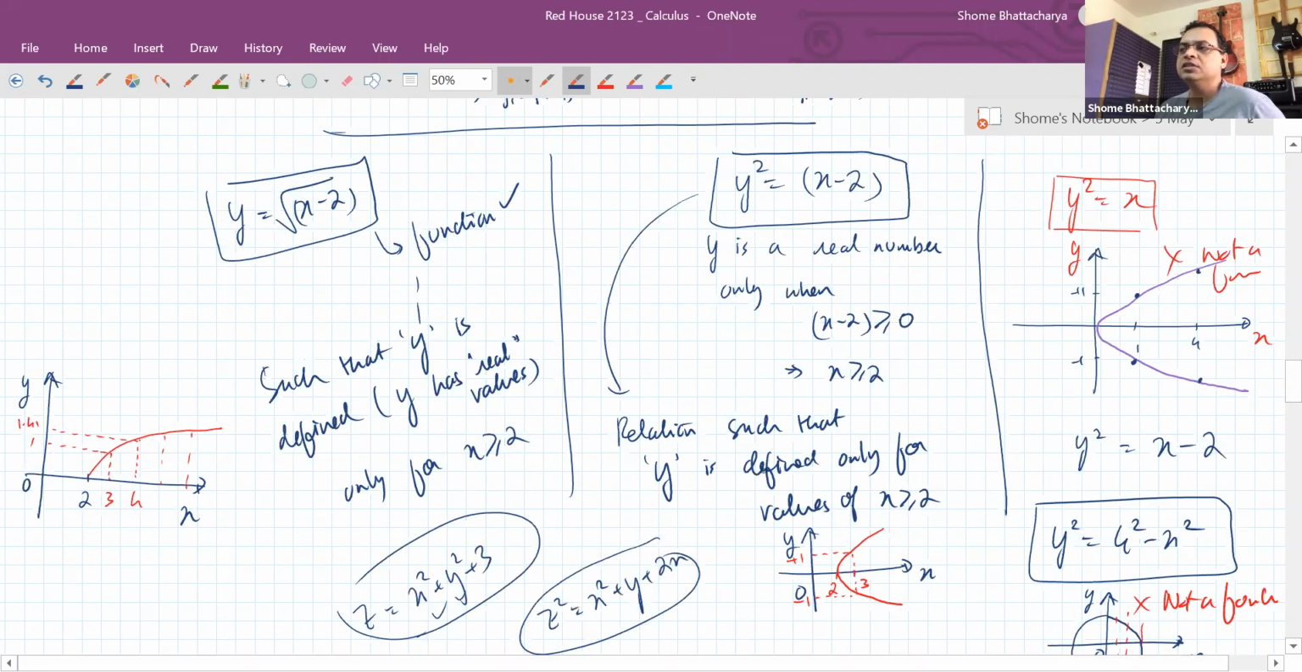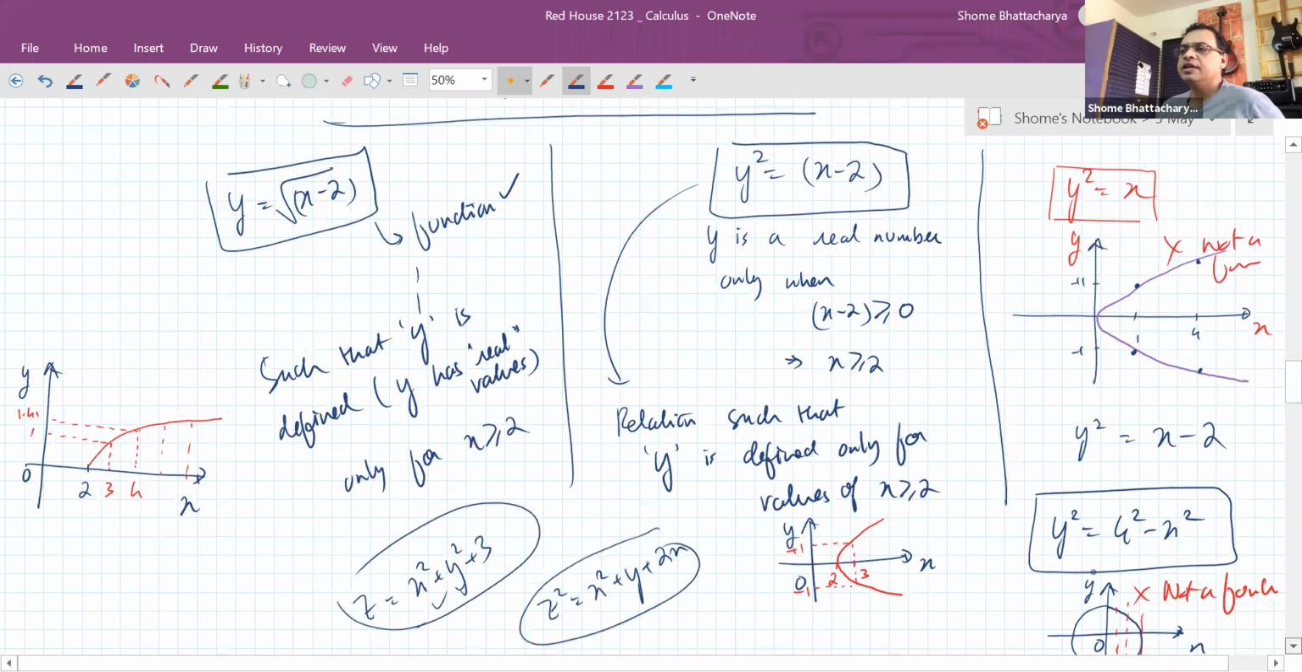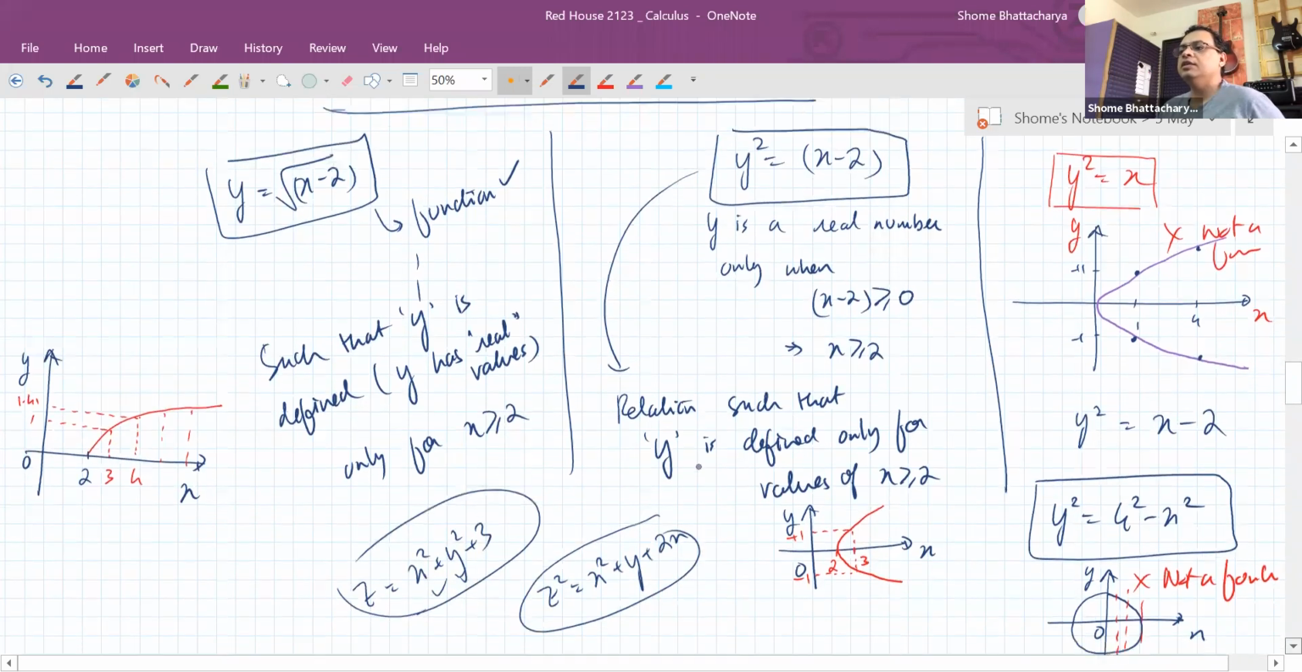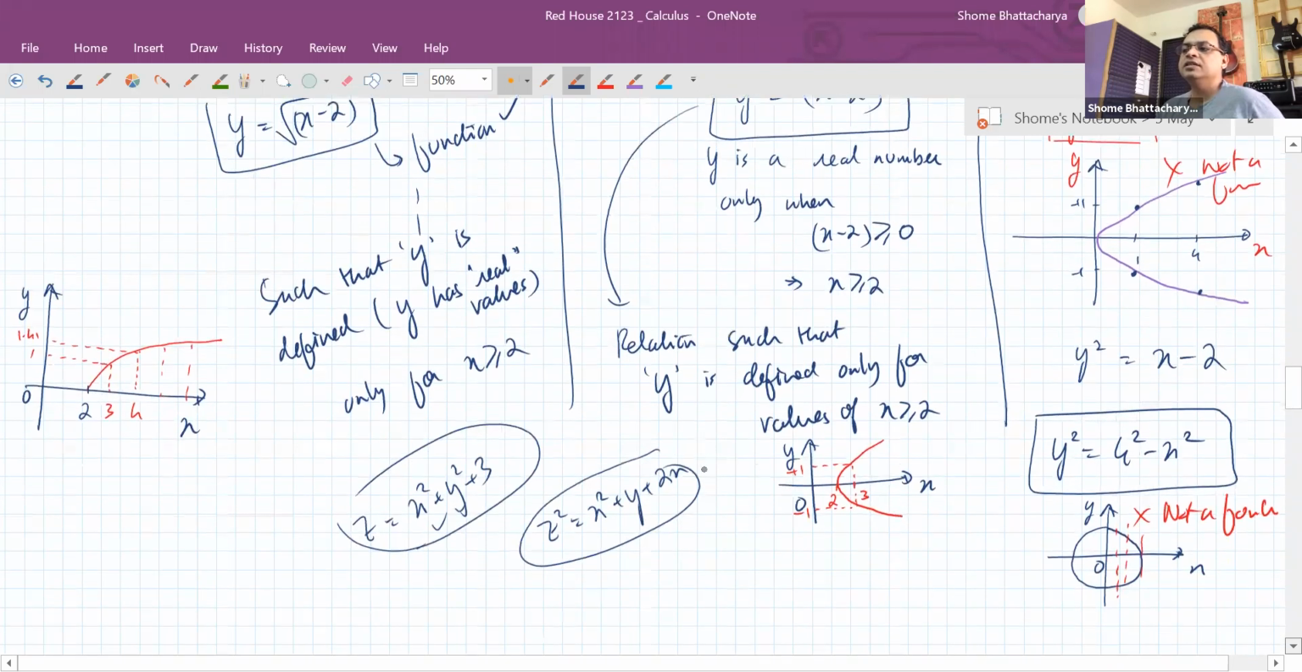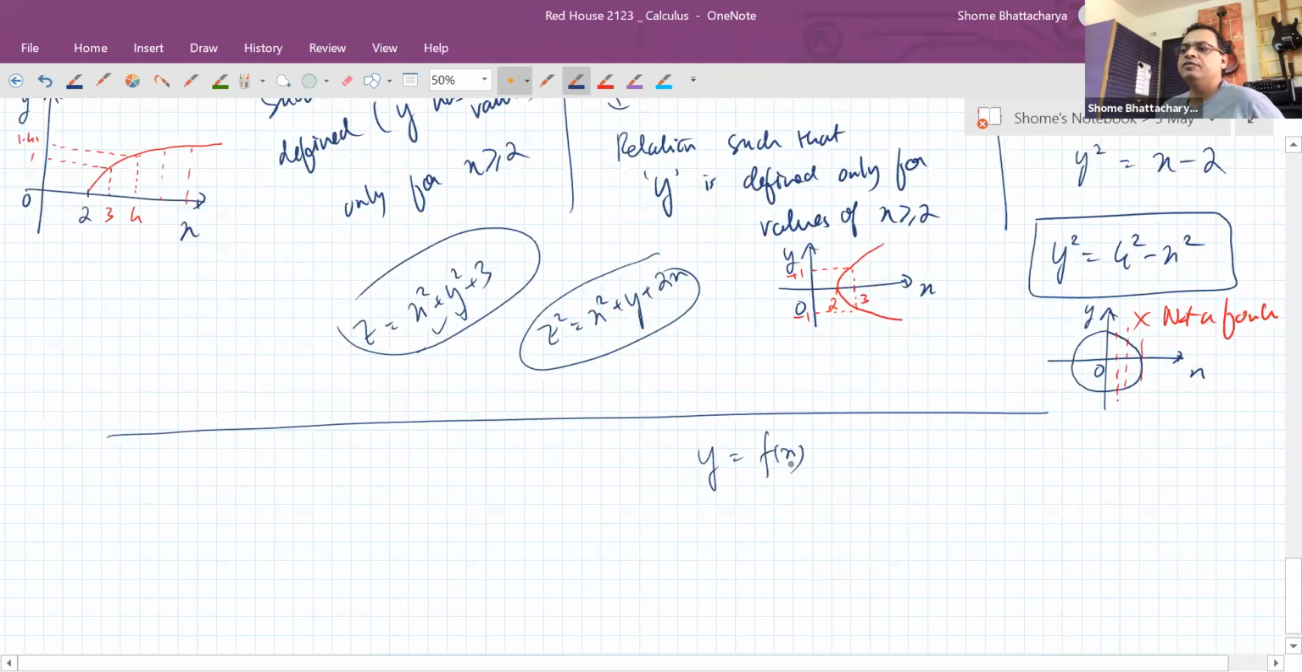But a function is a specific type of relationship. A function is a relationship that, first of all, links a dependent variable with an independent variable, and secondly, links it in such a way that for every value of x, the independent variable, we get a unique value of y.